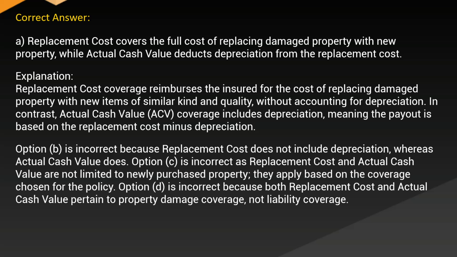Option B is incorrect because replacement cost does not include depreciation, whereas actual cash value does. Option C is incorrect as replacement cost and actual cash value are not limited to newly purchased property. They apply based on the coverage chosen for the policy. Option D is incorrect because both replacement cost and actual cash value pertain to property damage coverage, not liability coverage.